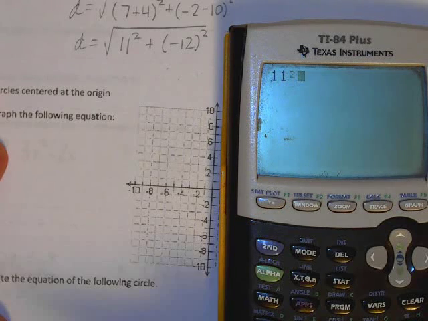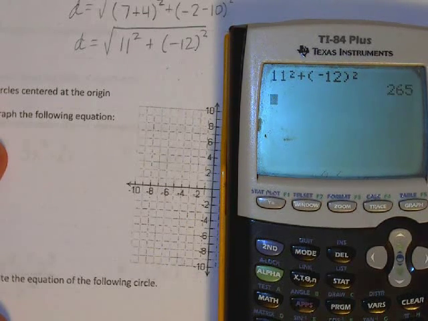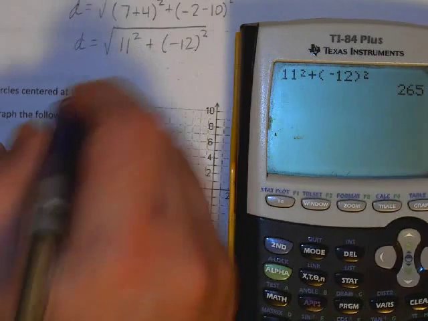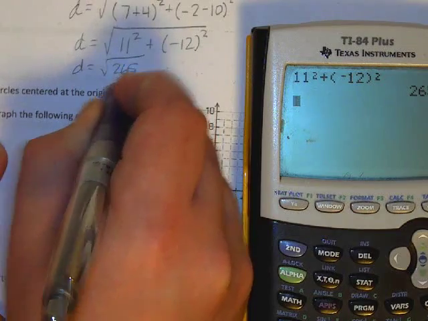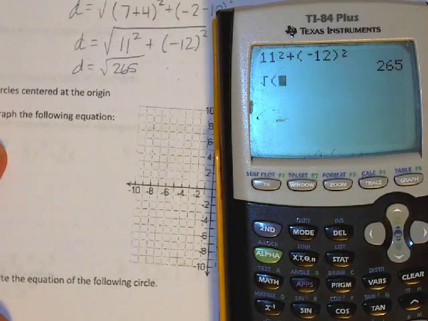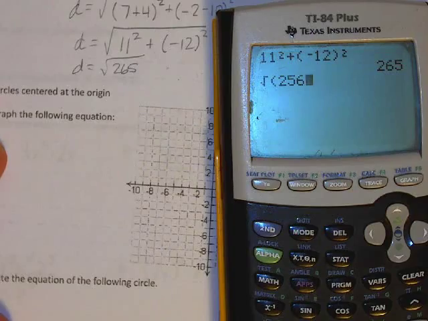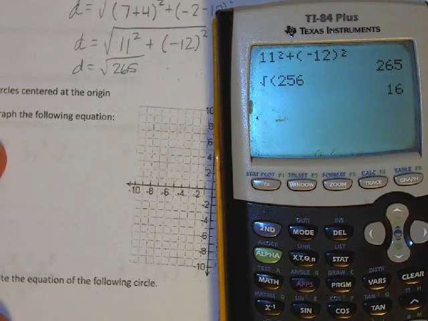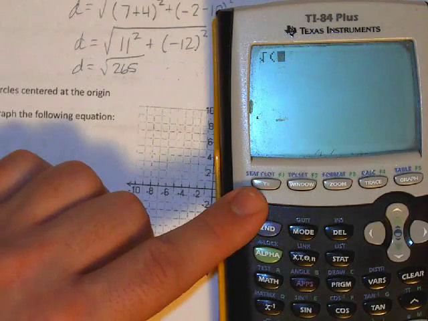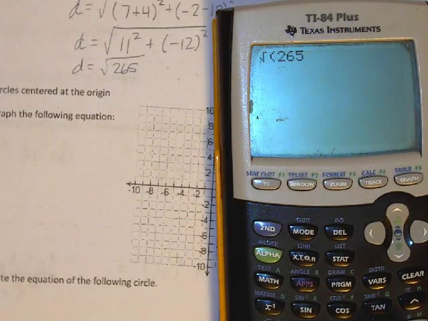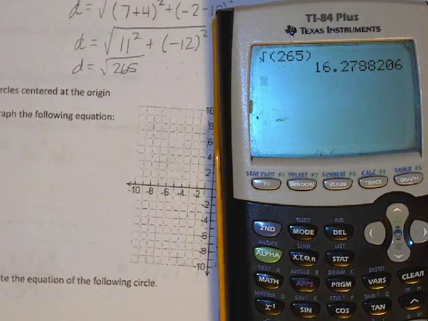I'm not going to do the radical first. I'm just going to evaluate what's on the inside. So 11 squared plus negative 12 squared is 265. Then I'll take the square root of that. Sometimes it's easier to do it in 2 steps than 1 step. Let's try that again. 265. And we get about 16.28.